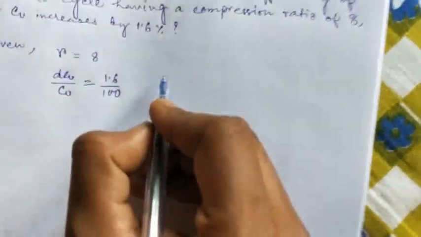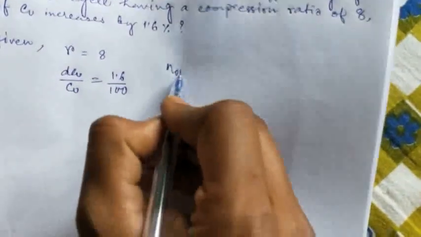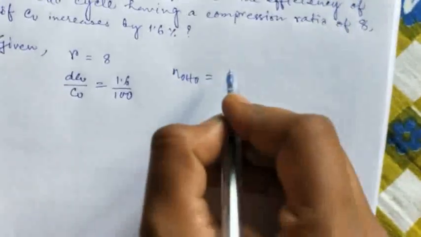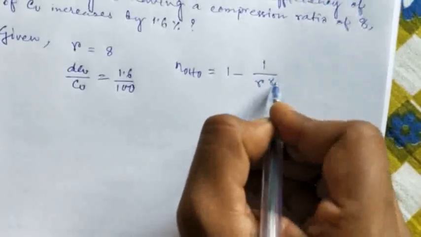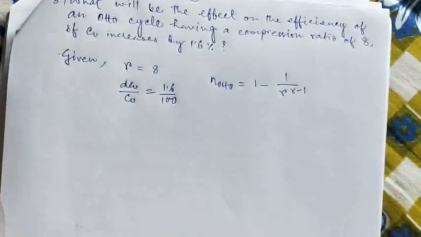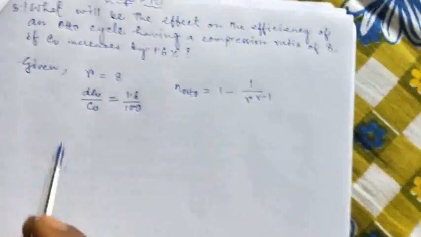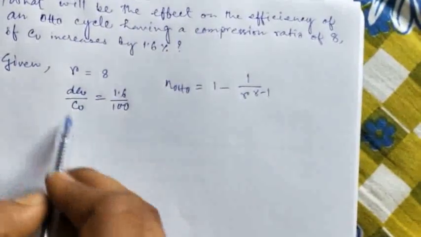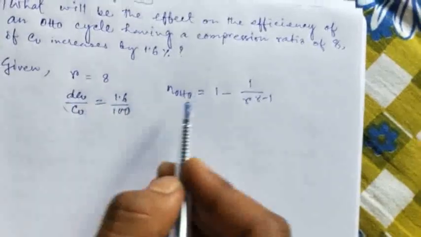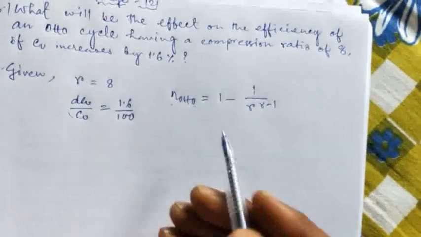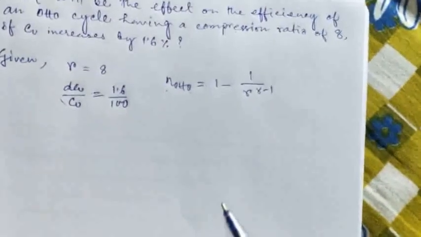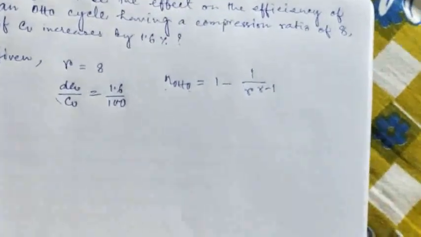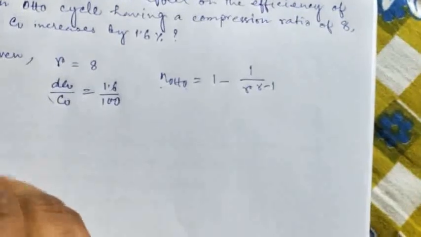As we know, all of you know, efficiency of Otto is equal to 1 minus 1 by r to the power gamma minus 1. Okay. Now, according to this change in Cv, we have to calculate the change in efficiency. That's why we need to draw a relationship between Cv and efficiency. Let us see how.